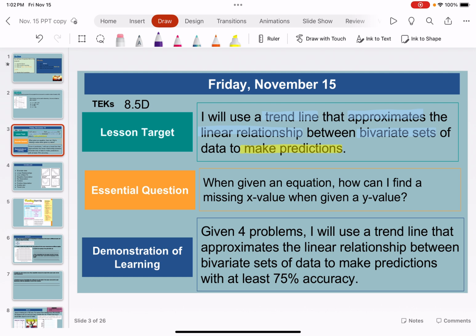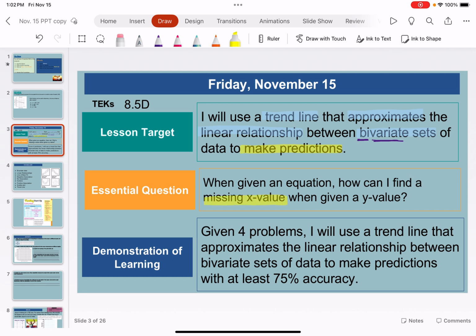And then linear relationship, if we think back to what we learned about in our last lesson, when we have a trend line, the trend line can either be linear or nonlinear. So today we're focusing on just the linear associations, whether it's positive or negative. And bivariate, remember, just means two data sets, right? Because we have bi meaning two, varies or variables meaning two things that are being compared or that are changing.